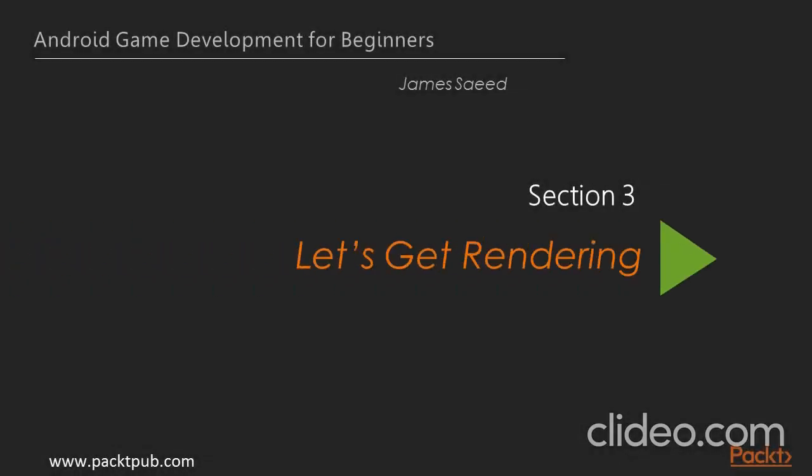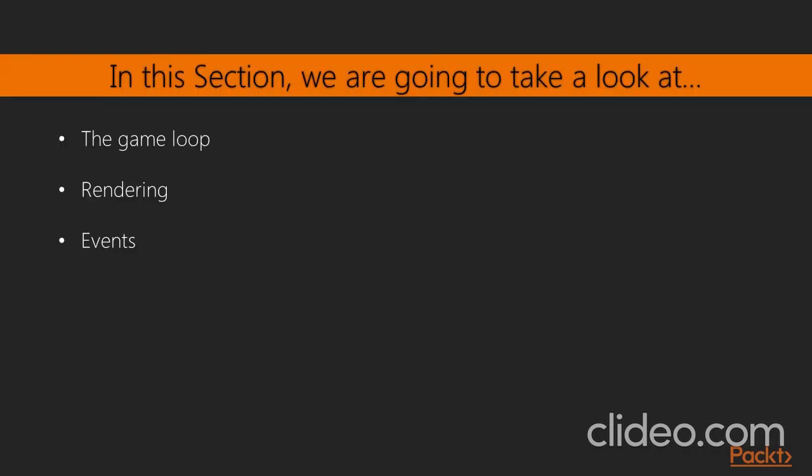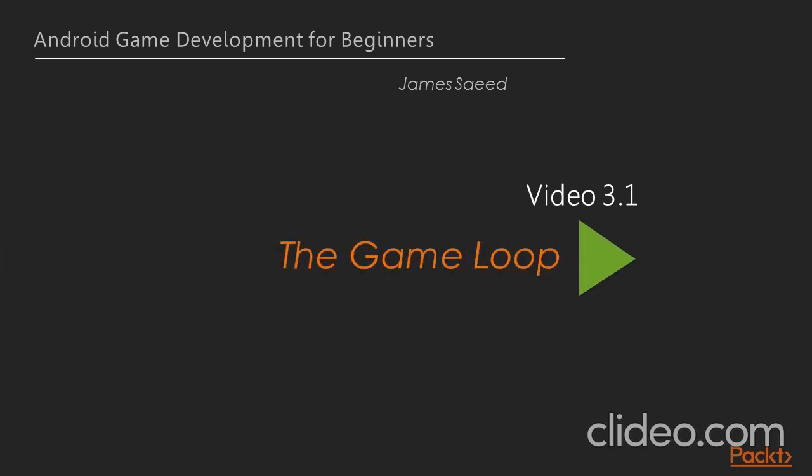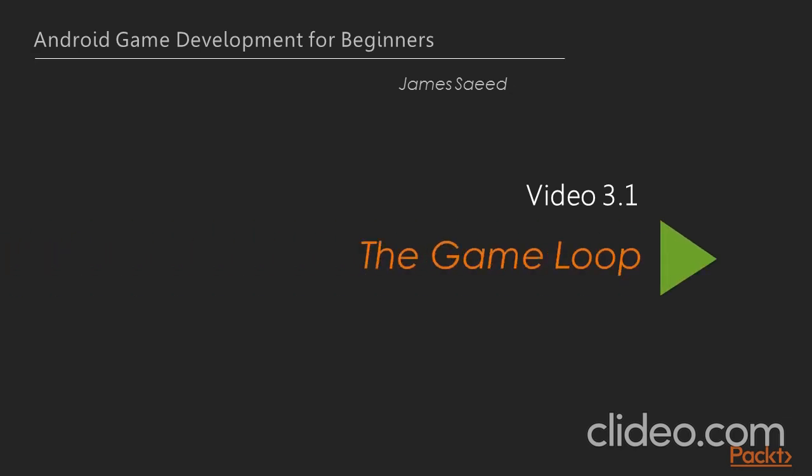Hello and welcome to the section Let's Get Rendering. In this section, we're going to take a look at the game loop, what it is, and how we're going to use it with our surface view. Then we're going to use the surface view to render shapes. And then we're going to have a look at events like touch and how our game is going to react to those events.